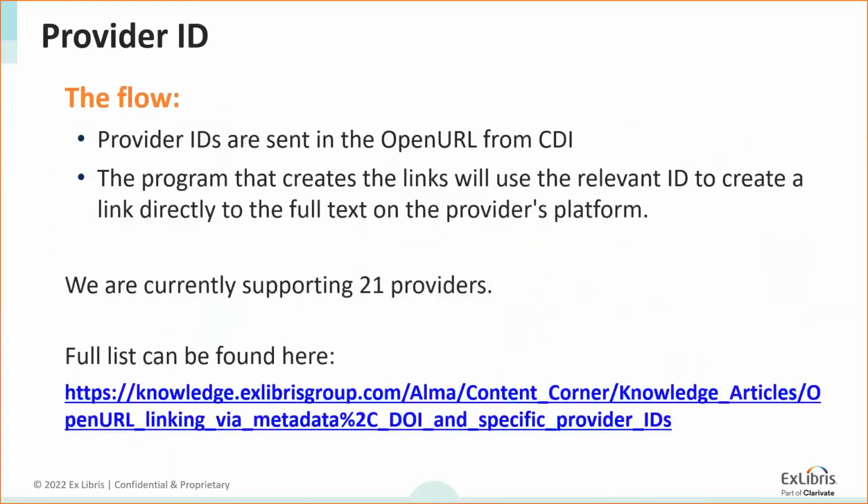Let's go down to the slides. Just to understand how it works, the provider IDs are part of the CDI record. They are sent in the open URL from CDI, and the program, or the parser, that creates the link is now adjusted to also check this document ID, this provider ID. It's a smart code: if it has the document ID, it will use it with the highest priority. If it doesn't have it, it will use other metadata elements, also by priority of accuracy.